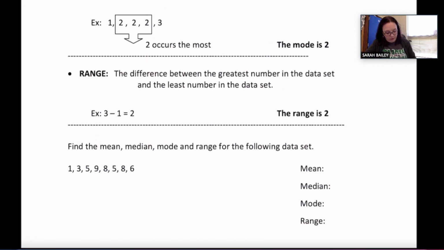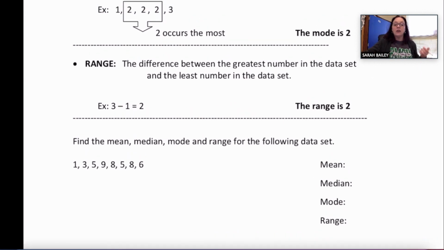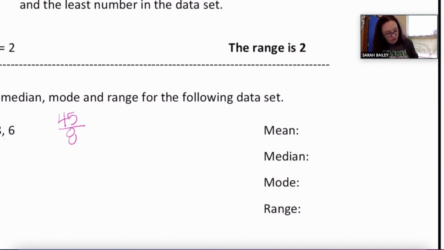So for this set of data right here, we're finding the mean, median, mode, and range. To find the mean, I'm going to add up all these numbers. I'm going to type into my calculator, and you can do this on your own: 1 plus 3 plus 5 plus 9 plus 8 plus 5 plus 8 plus 6. And I get 45. Then I'm going to divide that by 1, 2, 3, 4, 5, 6, 7, 8. So I've got 8 data points. 45 divided by 8 is about 5.625. So my mean, I'm just going to write it as 5.625.